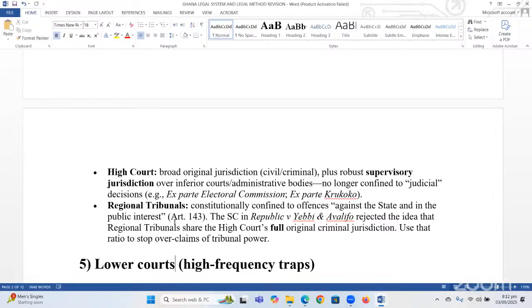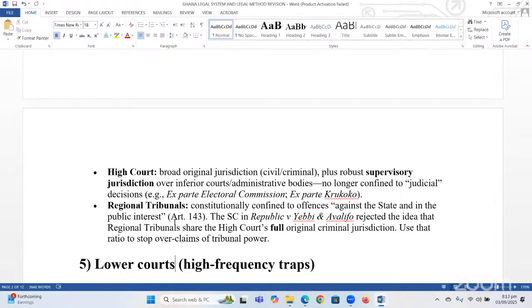So you look at cases like Ex parte Electoral Commission, Ex parte Kokoroko, and so on. The High Court will use the prerogative writs: certiorari, prohibition, mandamus, quo warranto, habeas corpus, and so on, to ensure that lower courts or quasi-judicial bodies stay within the limits defined by law, and they also uphold certain sacred principles like natural justice in the discharge of their work.